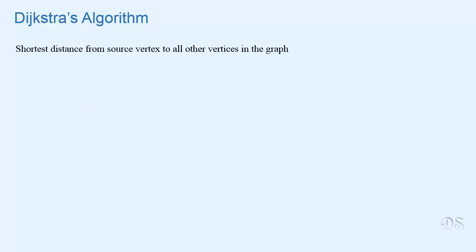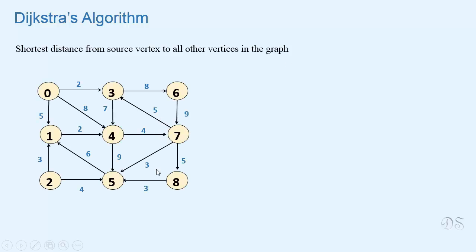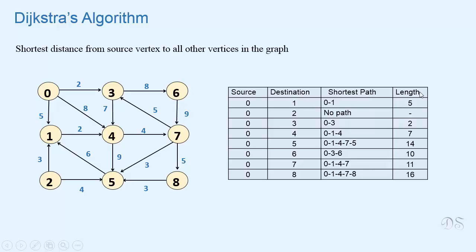In Dijkstra's algorithm, we find the shortest distance from the source vertex to all other vertices in the graph. It gives correct results only if all the edge weights are non-negative. For example, in this graph, if we take 0 as the source vertex, then using Dijkstra's algorithm, we can find the shortest path and shortest distance from vertex 0 to all other vertices of the graph.